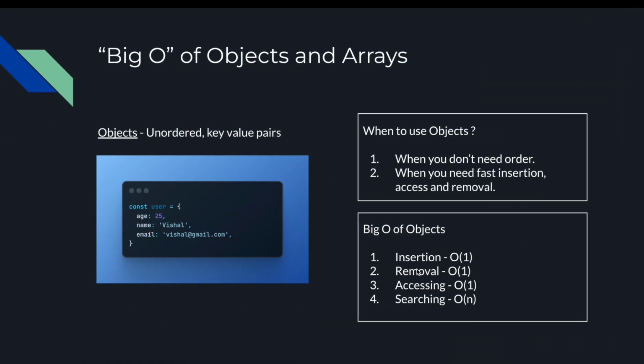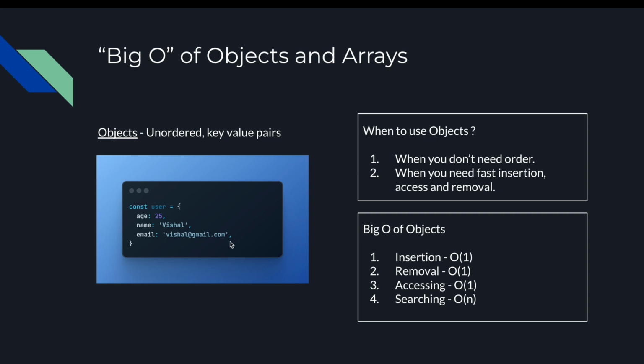We have seen insertion, removal, and accessing. Now it's time for searching. Searching has time complexity of O of n because if I want to search if this object has a value called vishal@gmail.com, I need to iterate over all of the keys and check their values one by one, which makes the time complexity of searching in objects O of n. But if I want to access this email property directly, the accessing is O of 1 because I just need to pass the key and get the value, which is simple, right?